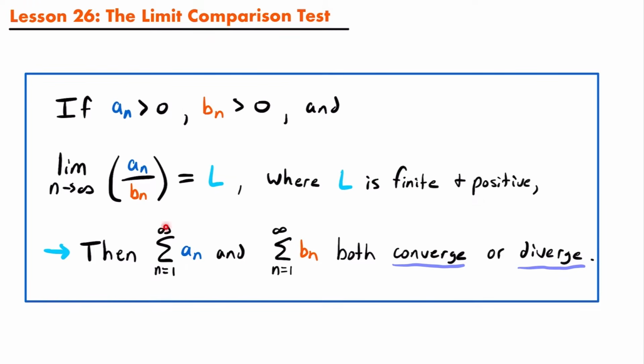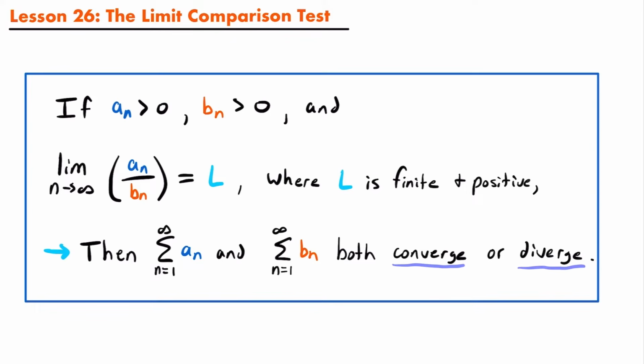And so here's what the limit comparison test says. If we have a sequence a sub n greater than 0 and another sequence b sub n greater than 0, meaning that we have two sequences that are positive, and the limit as n approaches infinity of a sub n divided by b sub n is equal to L, where L is a finite and positive value, meaning it's not infinity or negative infinity, but a positive finite value, then we can conclude that the infinite series for both a sub n and b sub n will both converge or both diverge.